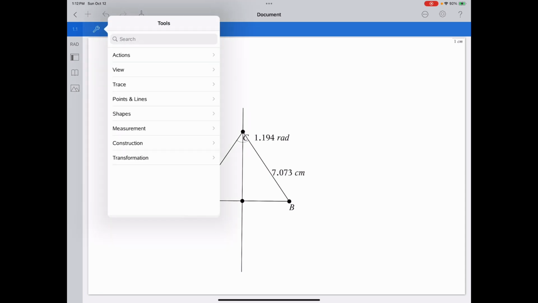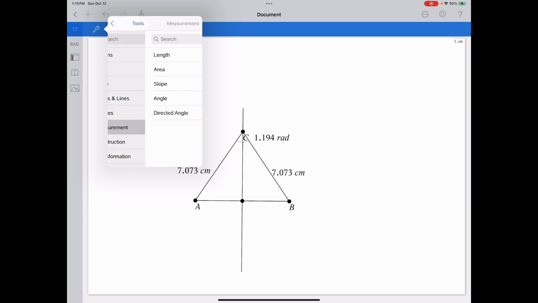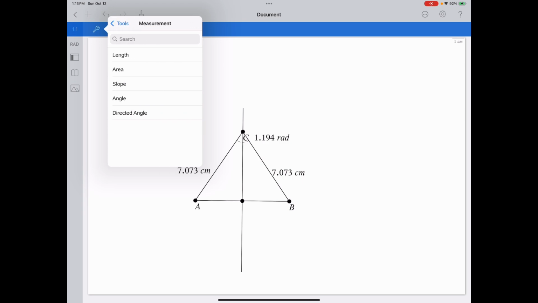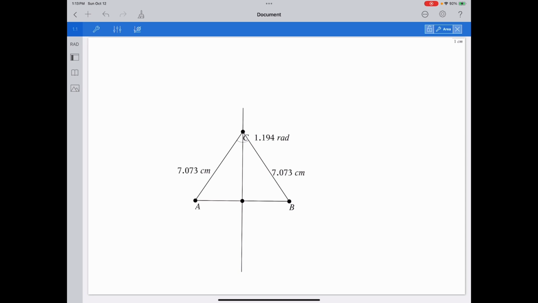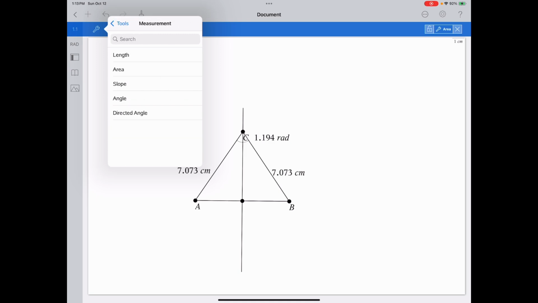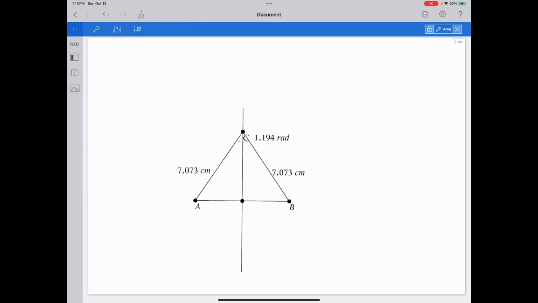And now if we come to wrench and measurement and area, and we click inside the triangle, we will get the area of the triangle. And try that again. Measurement, area, click inside the triangle, and there it is. 23.26 square centimeters. So let's try this out. We have 7.073 centimeters for the legs and 1.194 radians.